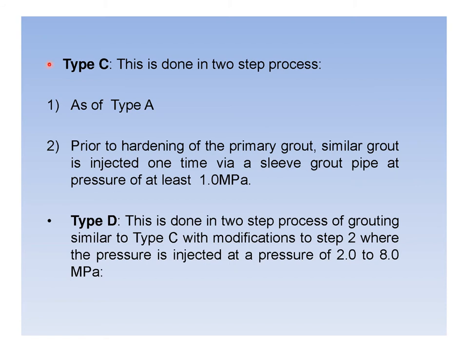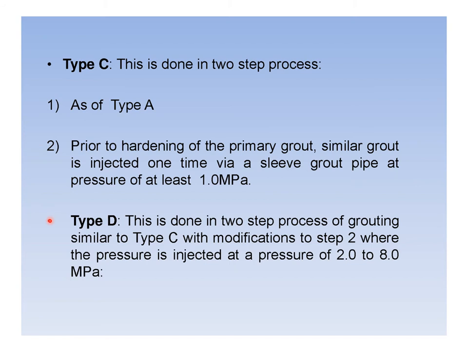So type C is done in a two step process. Number one, as for type A. And then number two, prior to hardening of the primary grout, similar grout is injected one time via a sleeved grout pipe at a pressure of at least 1 megapascal.